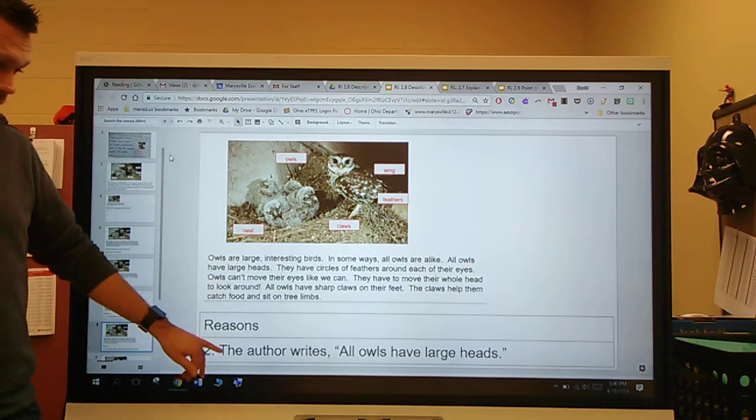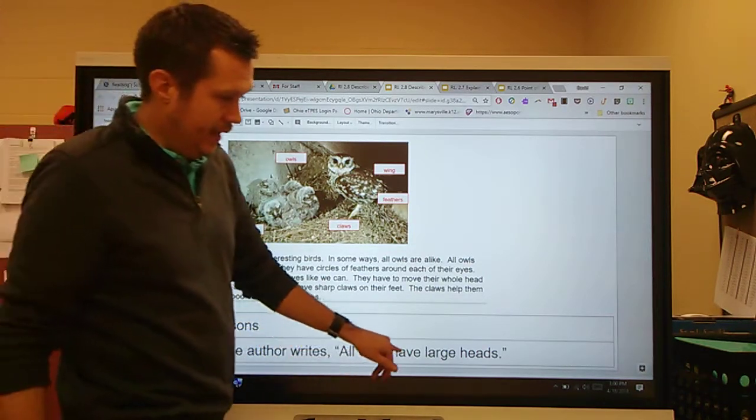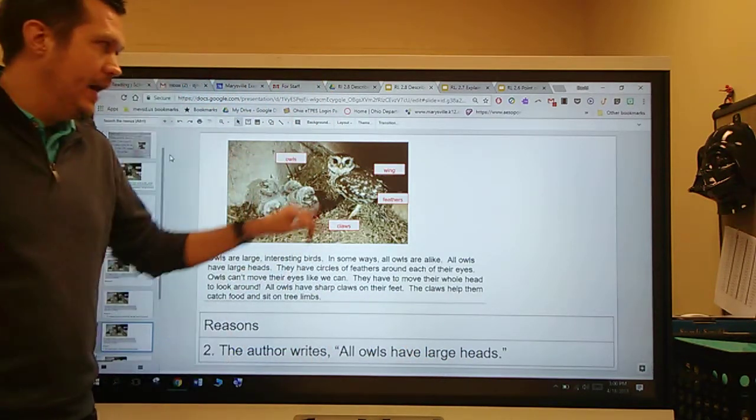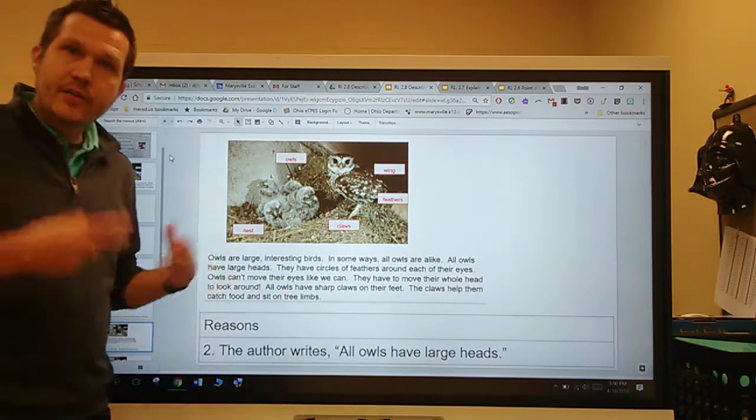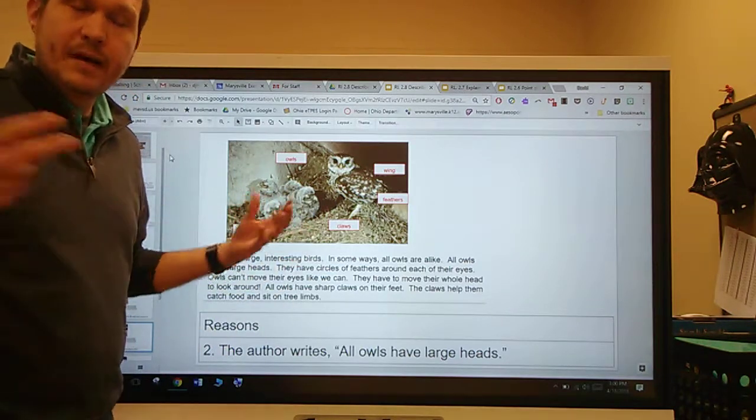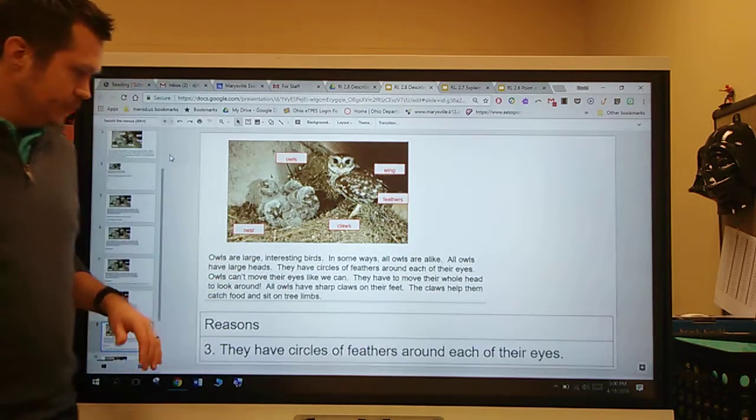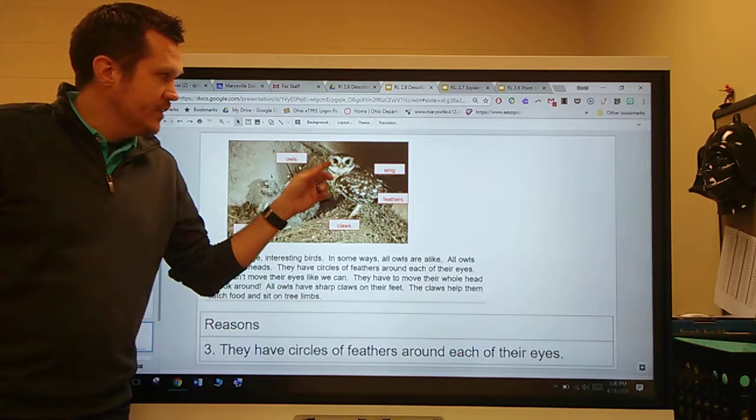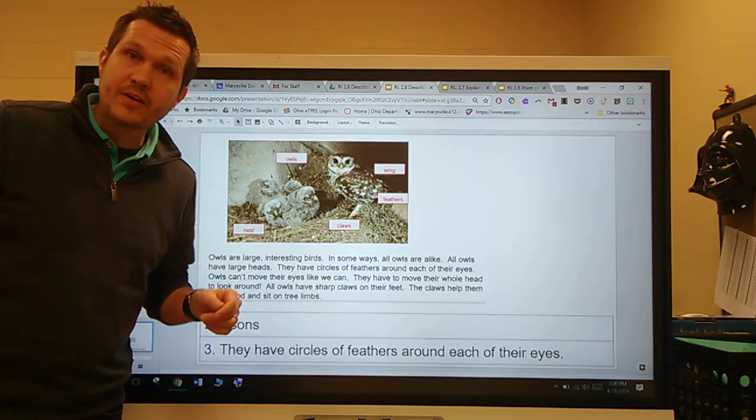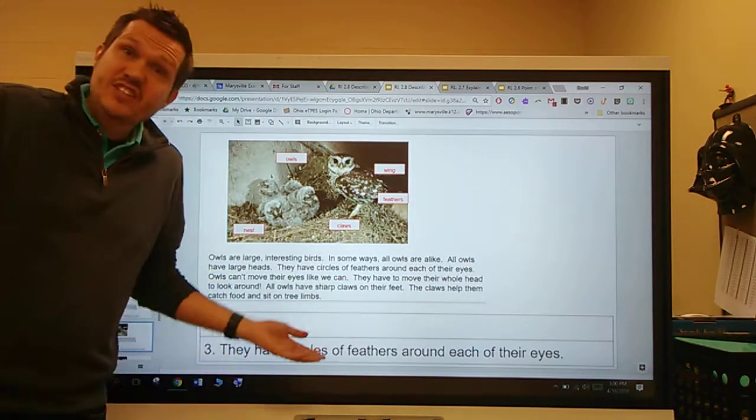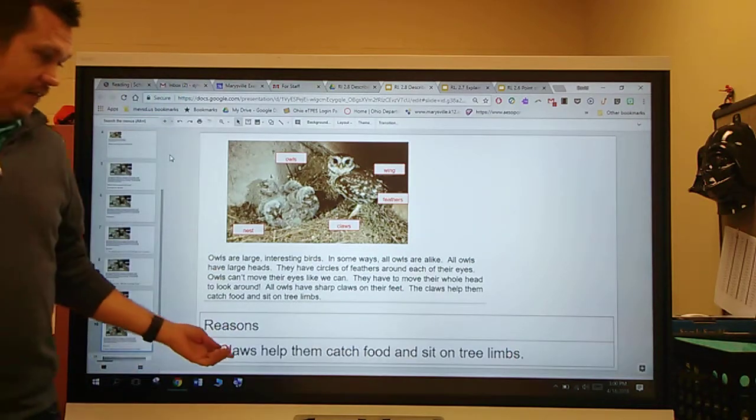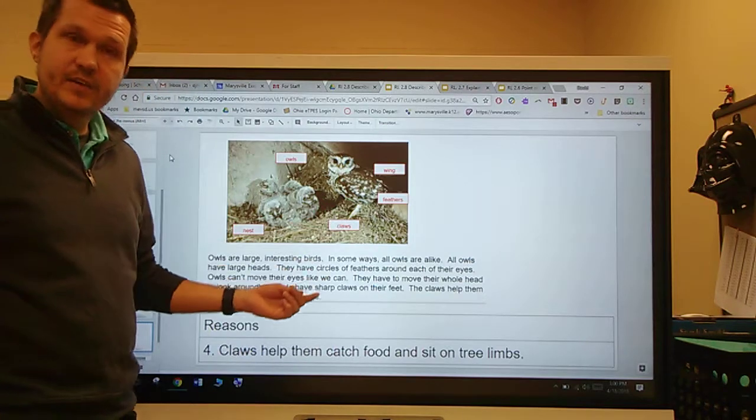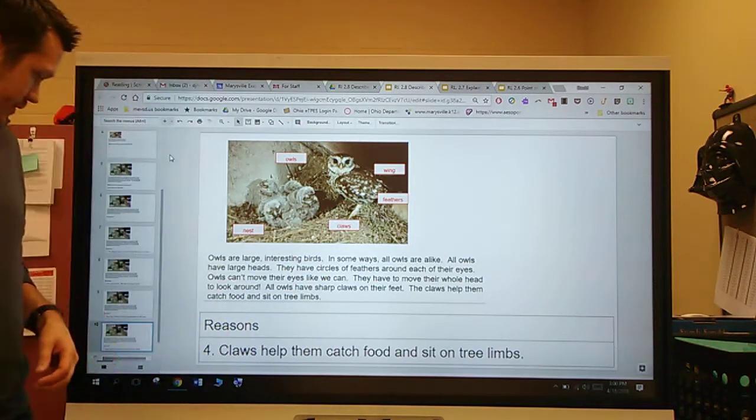Here's another reason. The author writes, all owls have large heads. Oh, so all of the owls have a little bit larger head than their body. Okay. So that's another reason to support that this is all about how owls are alike. Here's another. They have circles of feathers around each of their eyes. So owls have circles of feathers around their eyes. That's another way they're all alike. That's another reason to support it. And that they have claws that catch food and sit on the tree limbs. That was even in the diagram. So they all have claws to use.